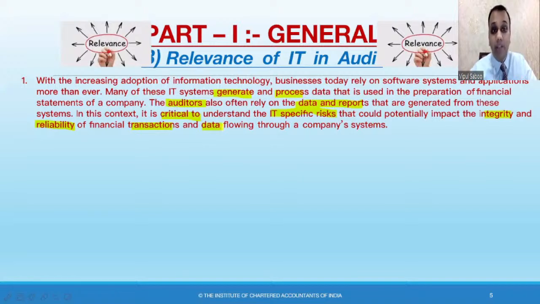So integrity means data as is where is. It has not been tampered with. Reliability is we can trust those figures. They are actual, they are true and fair.